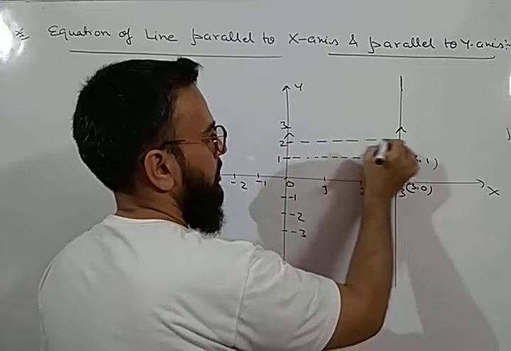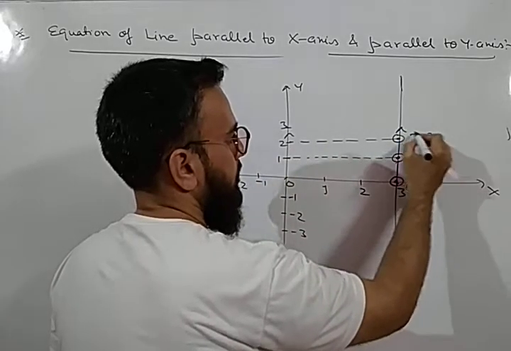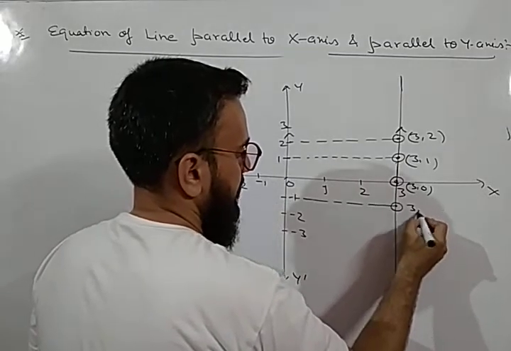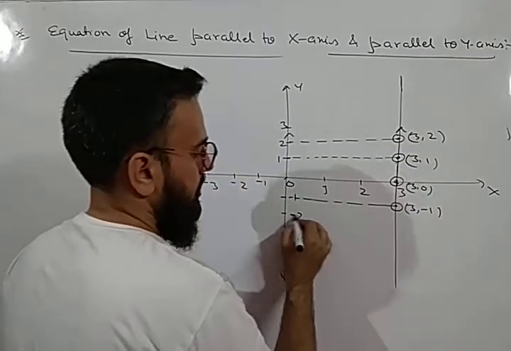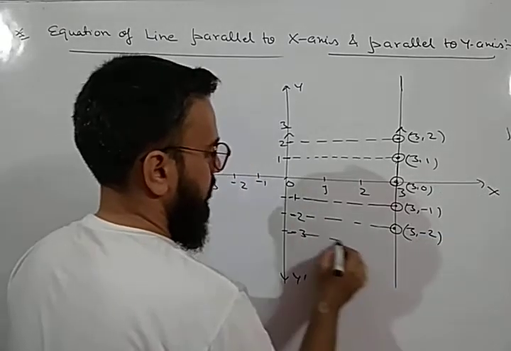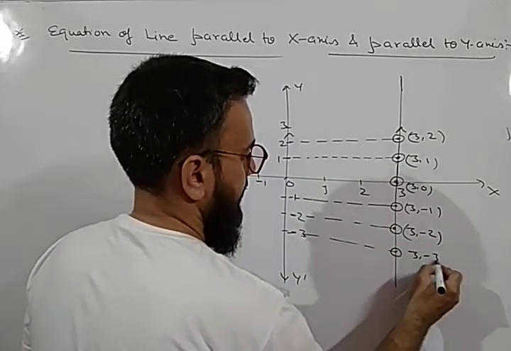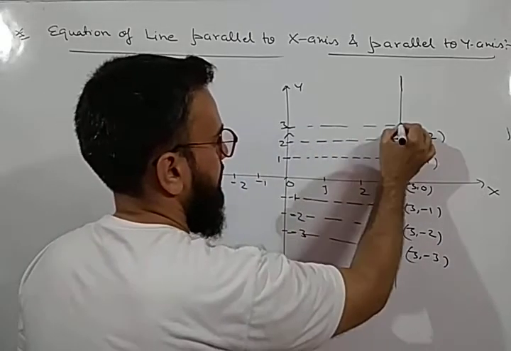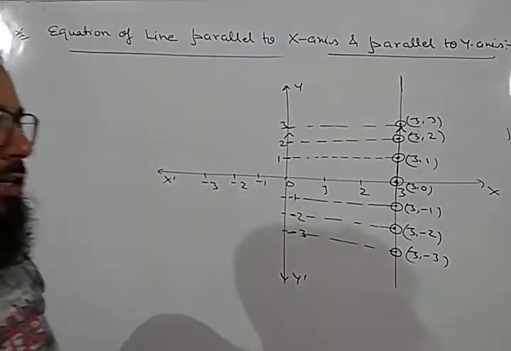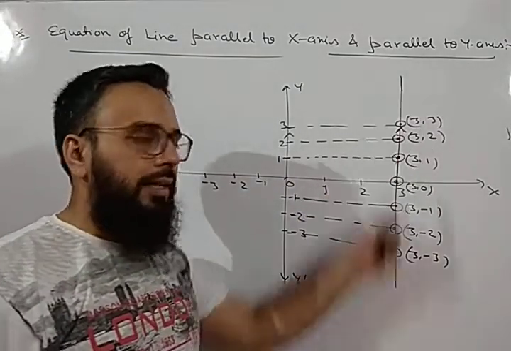So if you find the coordinate of this point, then it will be 3, 1. If you find the coordinate of this point, this will be 3, 2. Similarly, this point will be 3, minus 1. Then 3, minus 2. Then 3, minus 3, and so on. Here it will be 3, 3. So these will be the ordered pairs or the coordinates of this particular line.